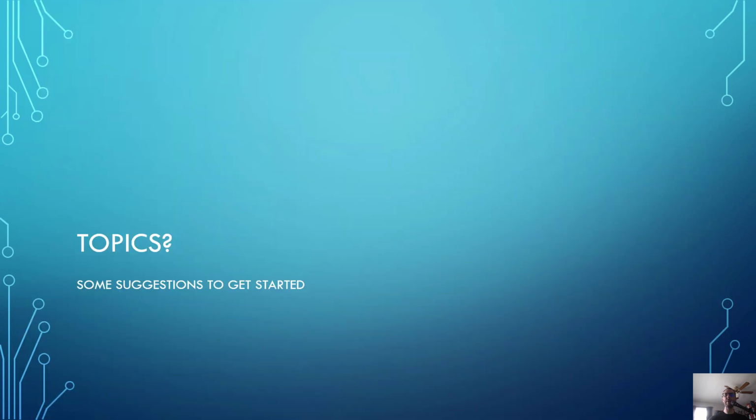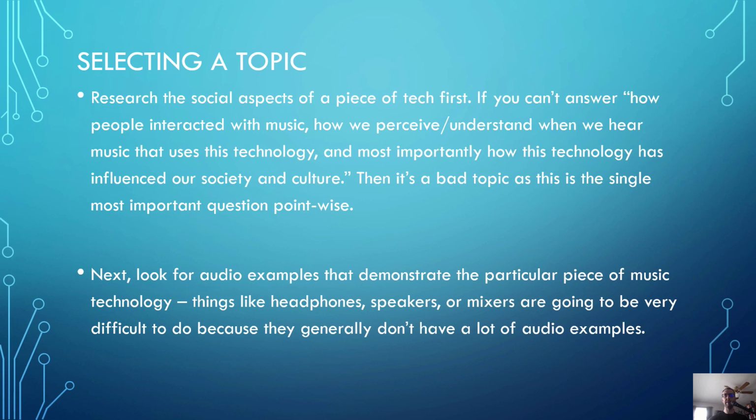So, what topics are good? Let's talk about this. When you're selecting a topic, you really do want to research the social aspects question first. If you cannot answer how the technology has shaped society and culture, and what non-musicians hear and perceive in music that uses that technology, it's immediately a bad topic and you need to find another one.